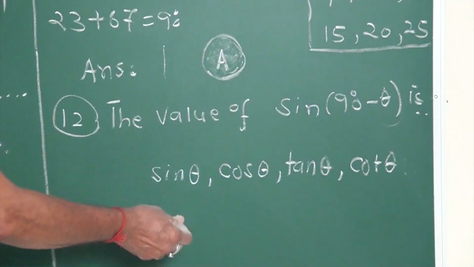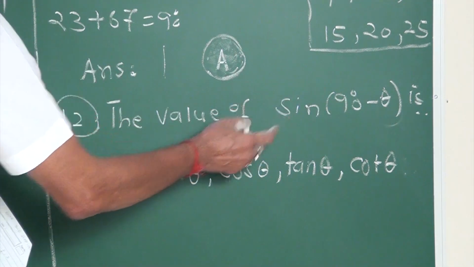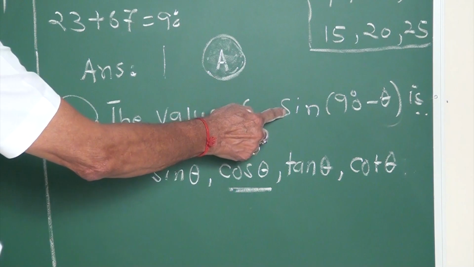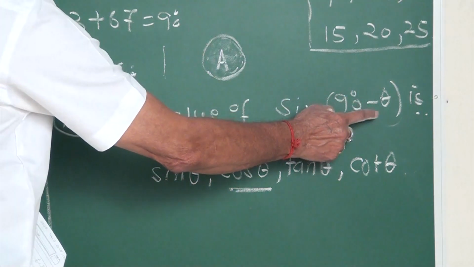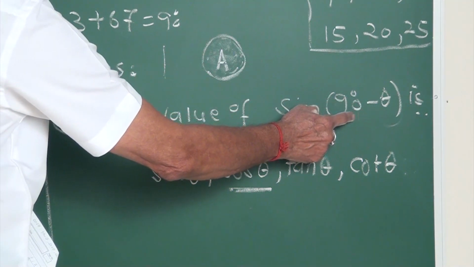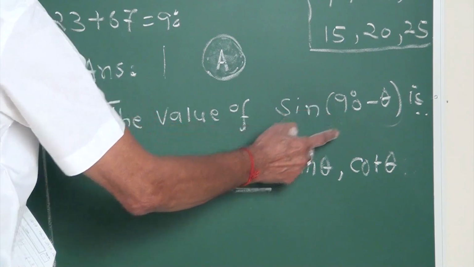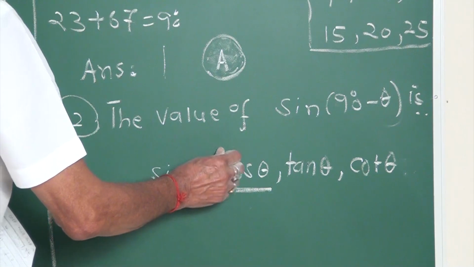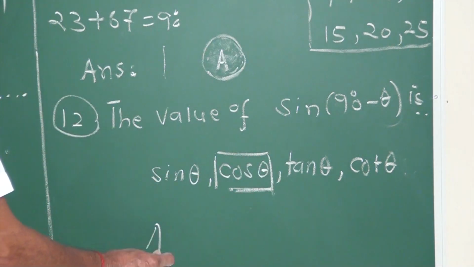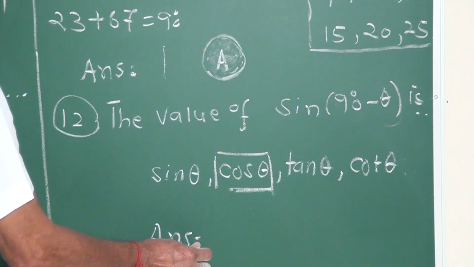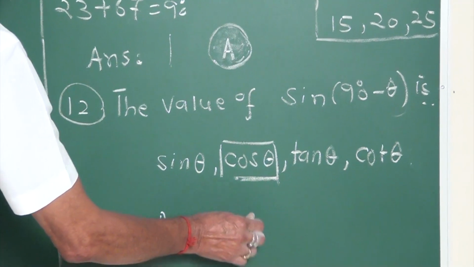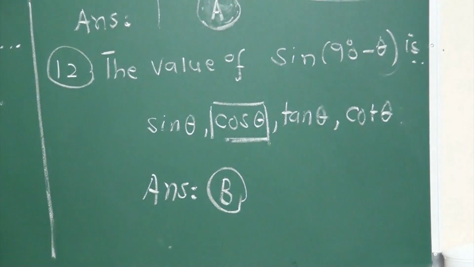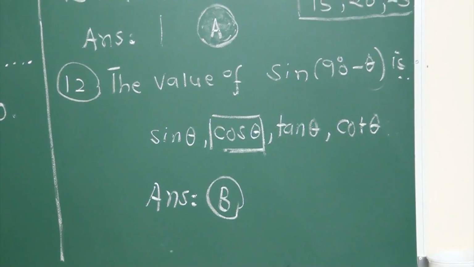Direct, what is sine of 90 minus theta? 90 means sine changes to co-trigonometric ratio, my friend. Sine of 90 minus theta, your complementary, changes to its co-trigonometric ratio. Therefore, the answer is what? B. Therefore, answer is B. Another one.